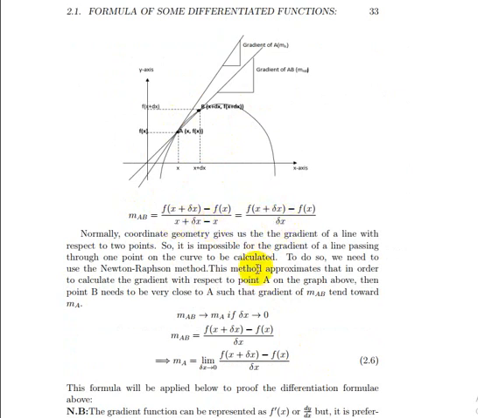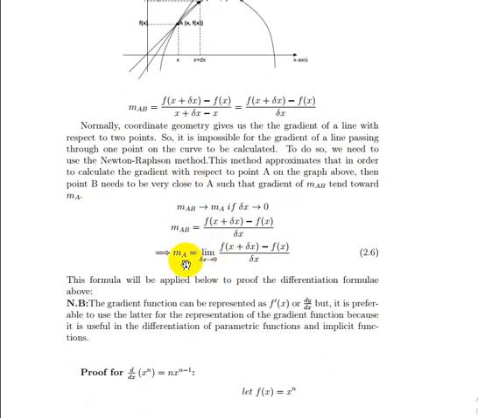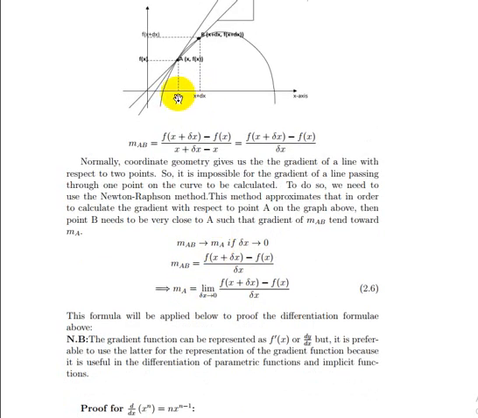This denominator is going to subtract to give you the dx. Now, having the gradient of the line AB, you can assume that if you shift B closer to A every time, the gradient of the line AB is going to be closer to the gradient of the line at A. So that assumption will be expressed by using limits. Now you see that the distance from the x of b to the x of a is dx.